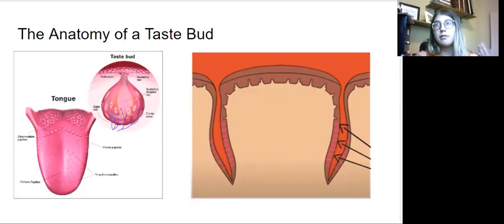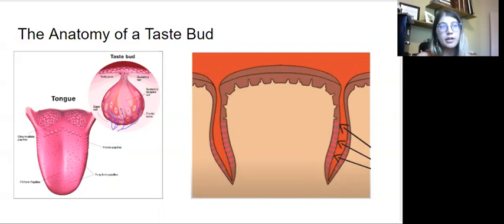The basics of anatomy and physiology of tasting sensation are represented here. On the image on the left, you can see on the tongue there are all these little dots. Those dots, which you can also probably see in the mirror on your actual tongue, represent papillae. Each papilla contains taste buds, which are represented here in the red lines. And taste buds are the anatomical pores that sense taste.